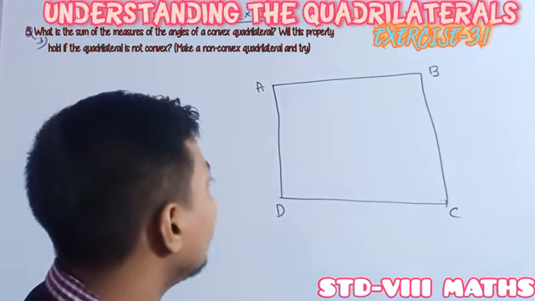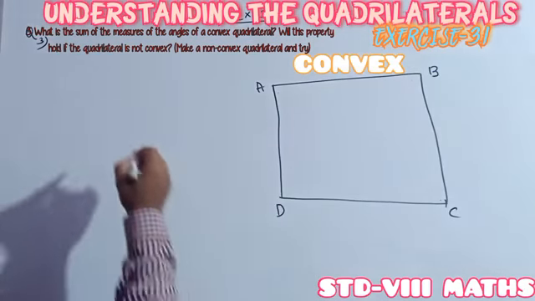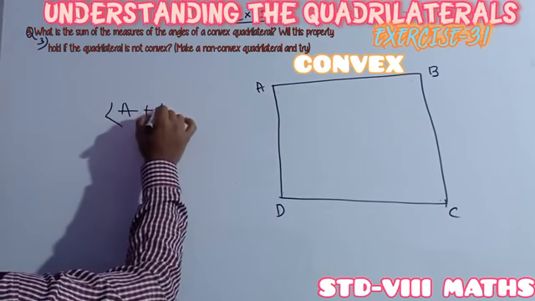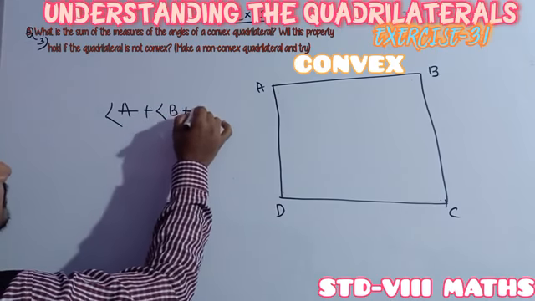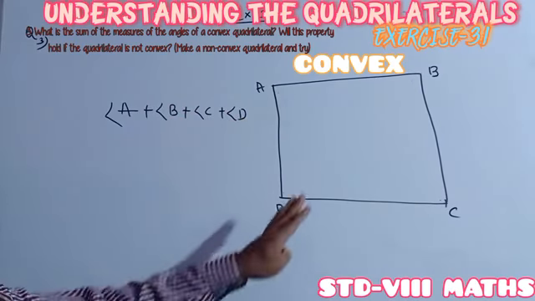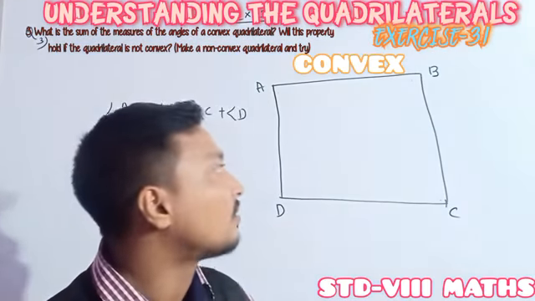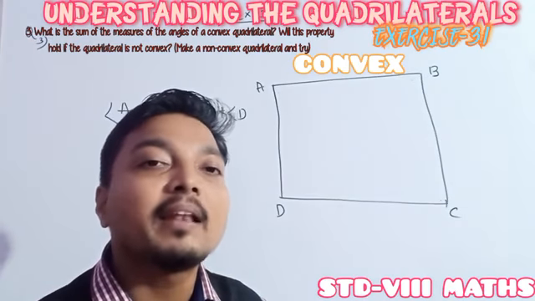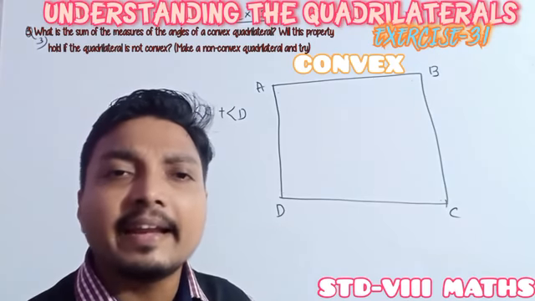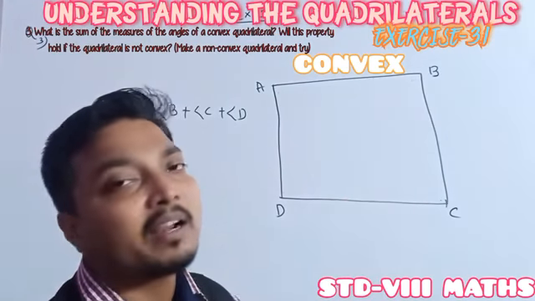So our priority is to find the sum of angle A plus angle B plus angle C plus angle D. What will be the sum of the interior angles of this convex quadrilateral? Convex quadrilateral is what we are going to learn. We don't have to discuss concave quadrilaterals; most of the work will be regarding convex quadrilaterals.